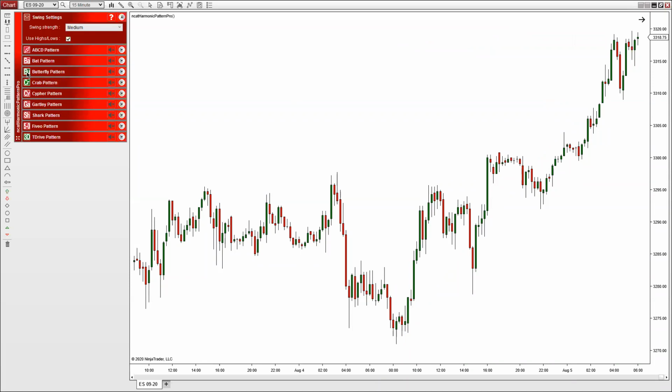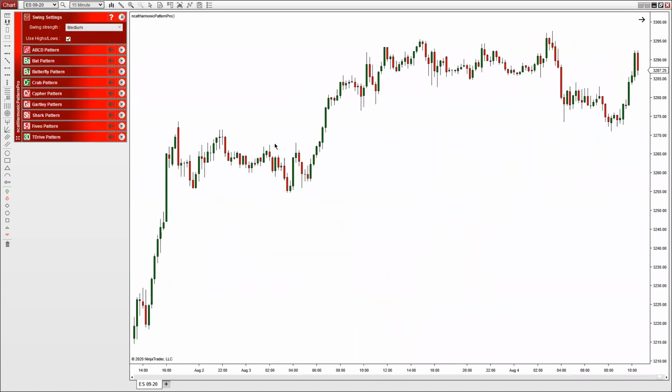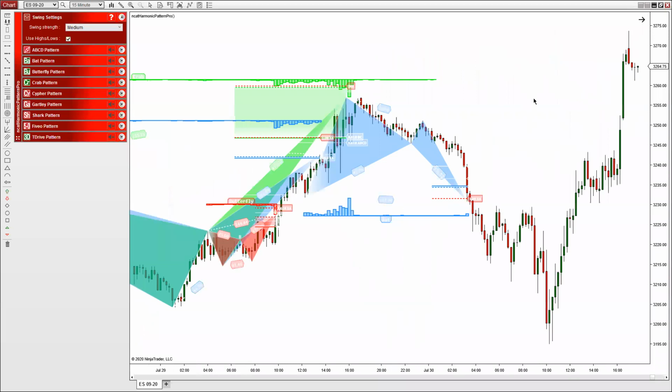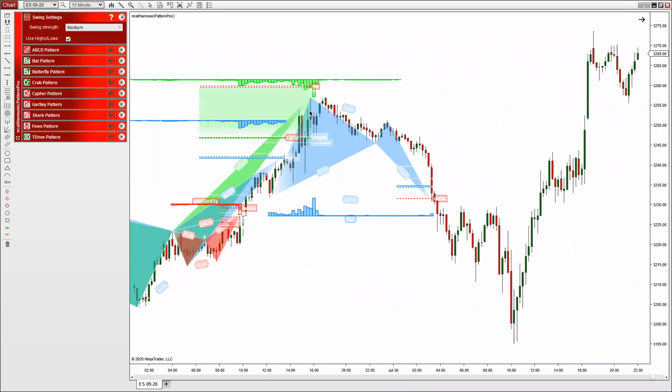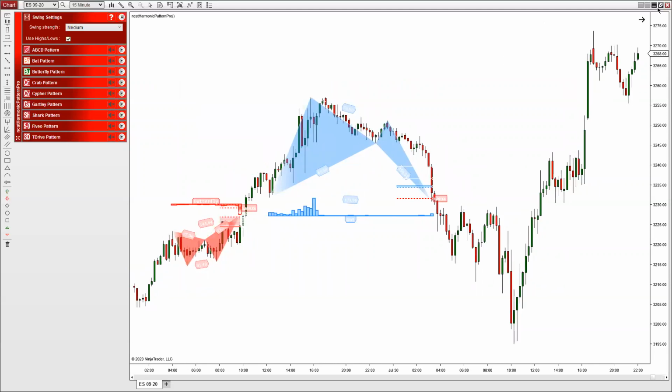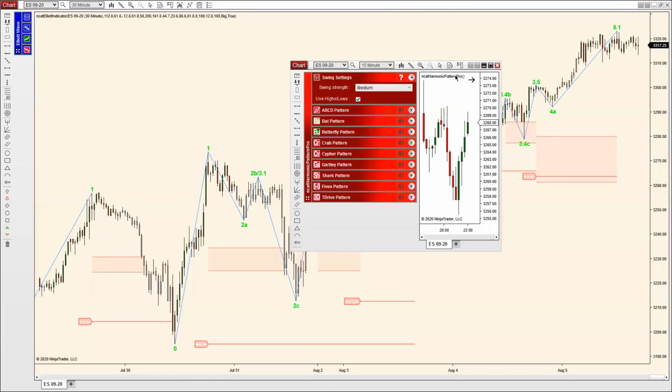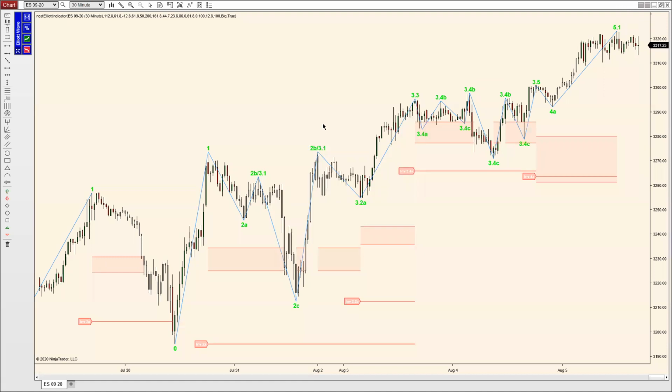Let's see. Yeah, sometimes you'll have patterns on top of patterns here. You can go ahead and clean that up just a little bit. All right, so we have that for harmonic traders as well, with a lot of Fibonacci calculations there. It works the same way as the Elliott wave.